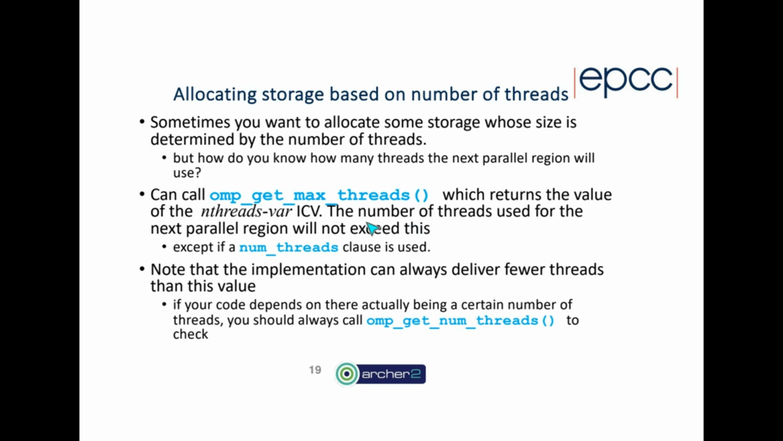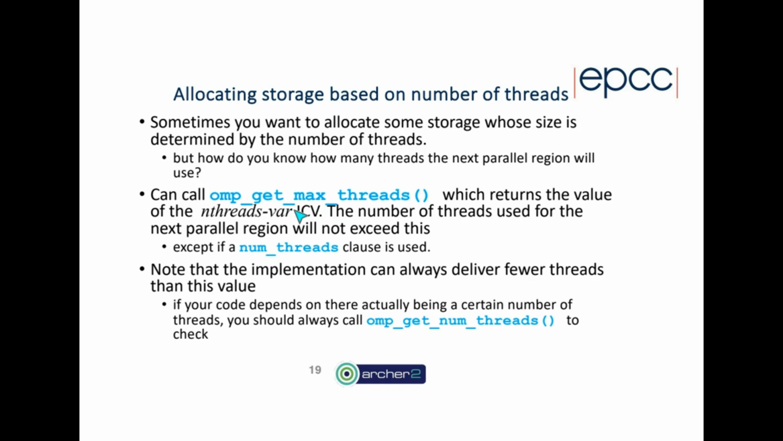We talked a bit about internal control variables the other day. This is basically the way of getting hold of that. The nthreads-var internal control variable: at least you are guaranteed that the number of threads used for the next parallel region which this thread encounters will not exceed this value. And you can retrieve the value of this internal control variable by calling omp_get_max_threads.